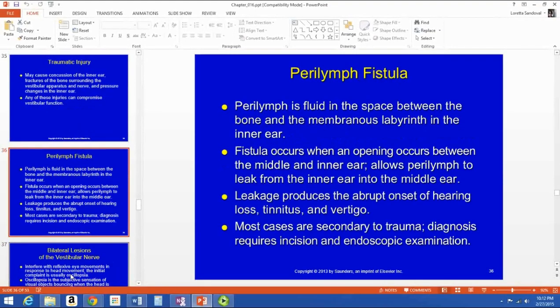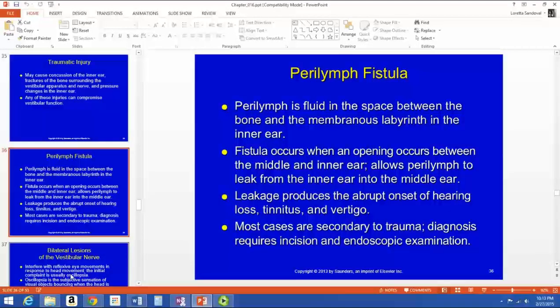So the perilymph is the fluid in the space between the bone and the labyrinth in the inner ear. And a fistula is usually an opening where there isn't supposed to be an opening. So you get an opening between the middle and inner ear, and it allows the perilymph to leak from the inner ear to the middle ear, and it produces hearing loss and tinnitus and vertigo.